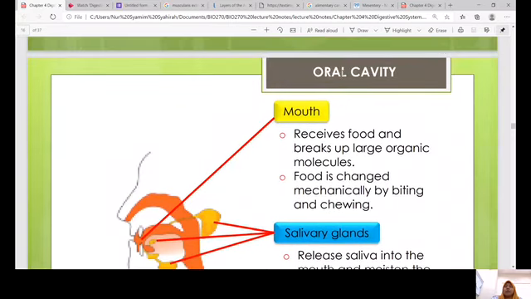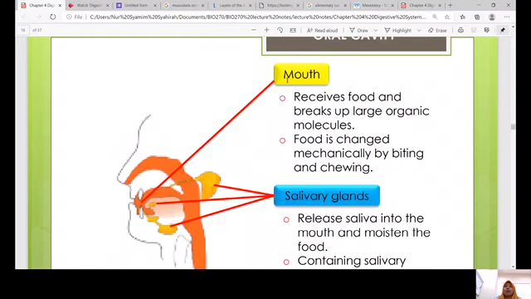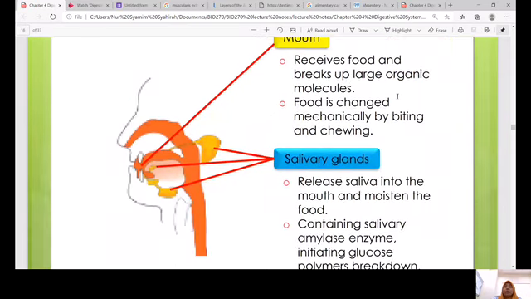Oral cavity. When we say oral, it means inside the mouth. So what happens inside your mouth during digestion? Our mouth receives food and breaks it up from large organic molecules into small organic molecules, or small particles. The food is changed mechanically by biting and chewing. When you chew, the food is turned from large molecules to small molecules. Why? Because this process helps the digestion to happen properly.